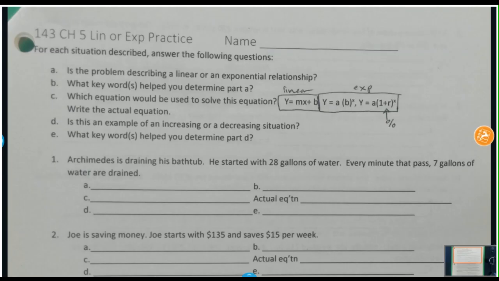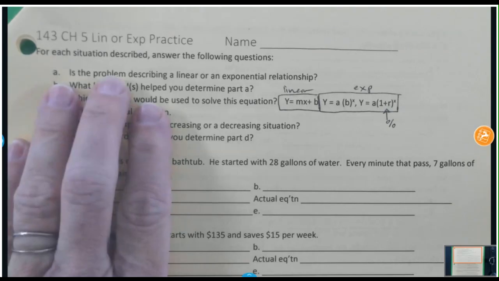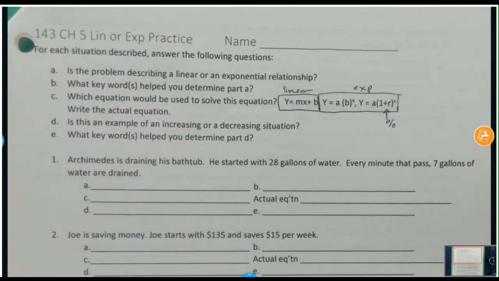Number 1, Archimedes is draining his bathtub. Now, those English words actually mean something to us in math. He started with 28 gallons of water. Every minute that passes, 7 gallons of water are drained. So the first thing we want to do, part A, is we want to describe if Archimedes' situation is linear or exponential. The best way to do that is to decide if it's exponential, and if it's not exponential, by default, it's got to be linear.